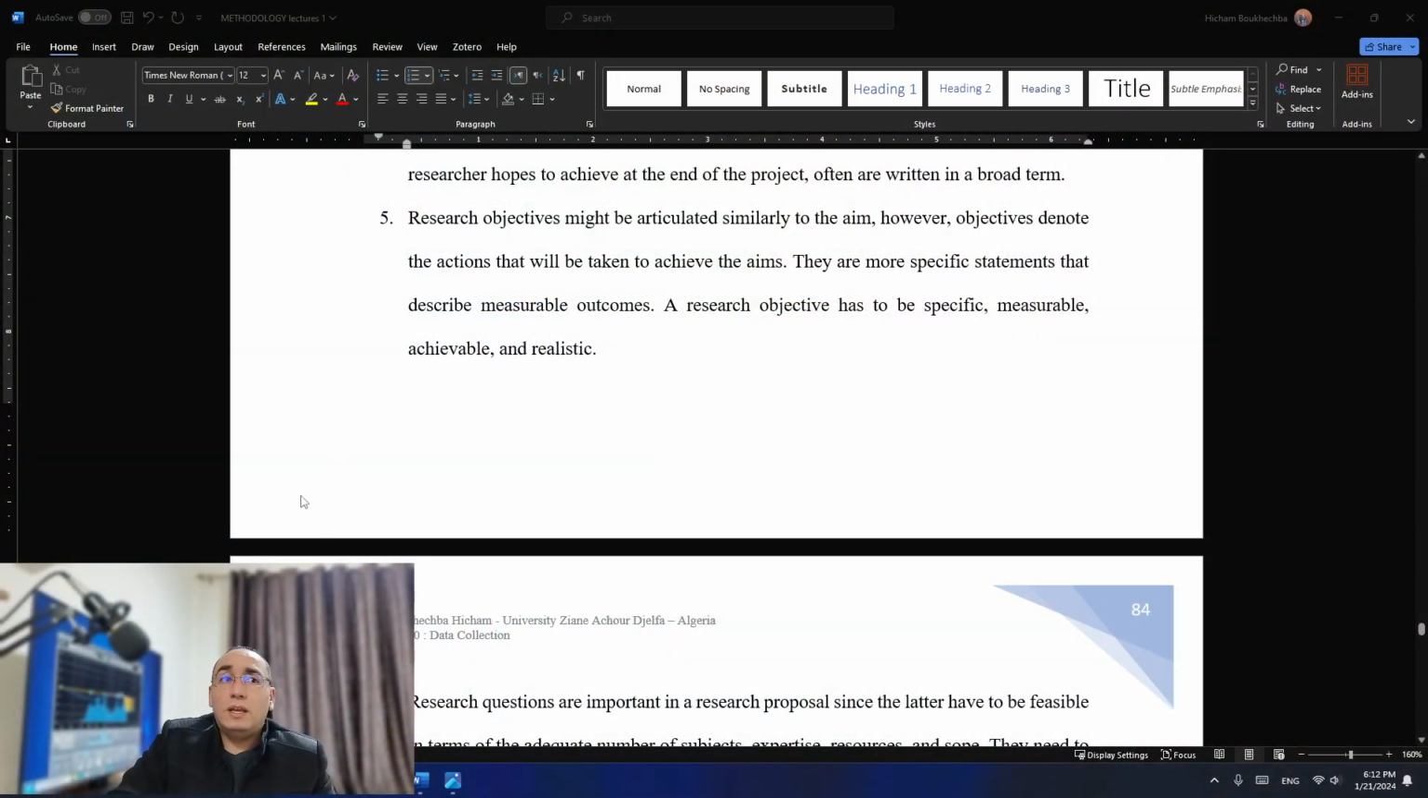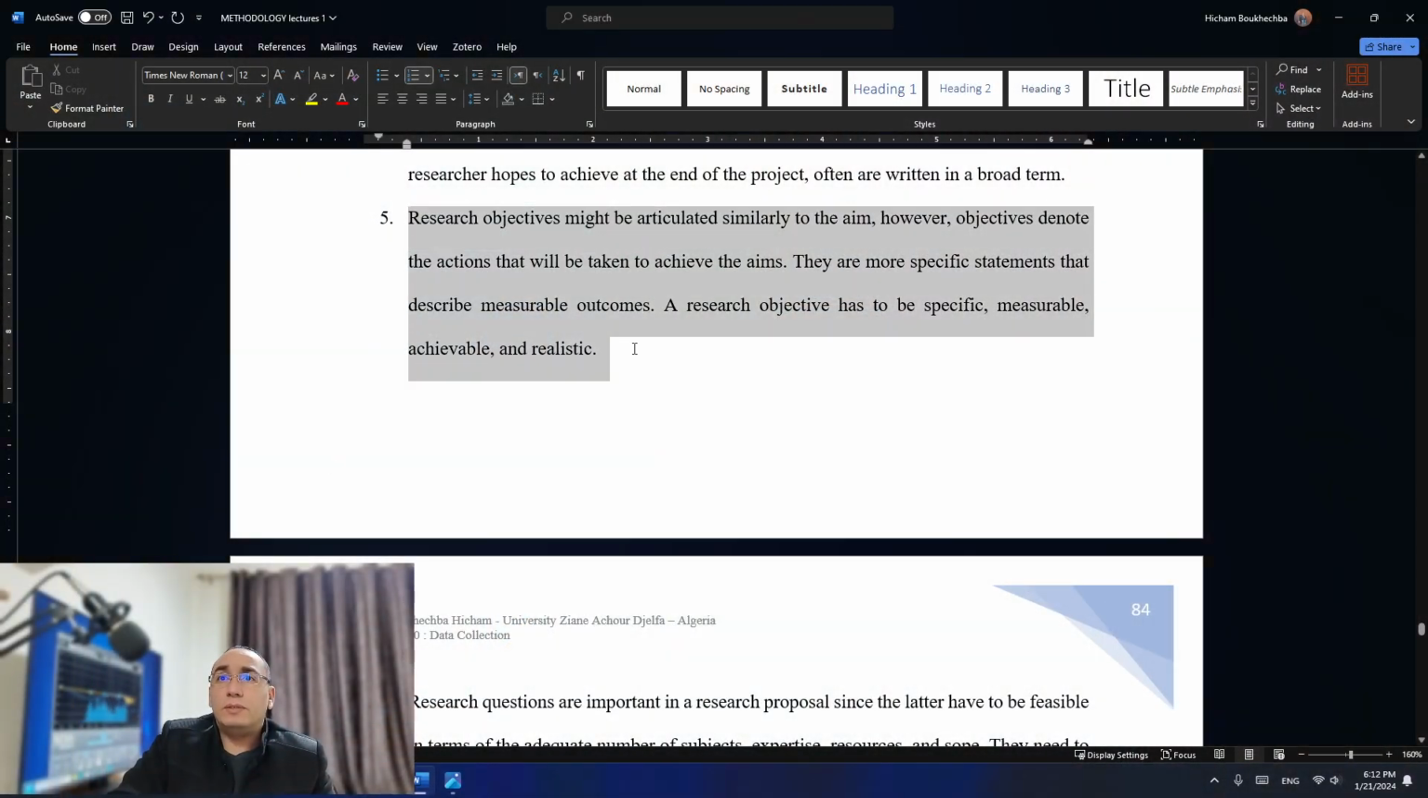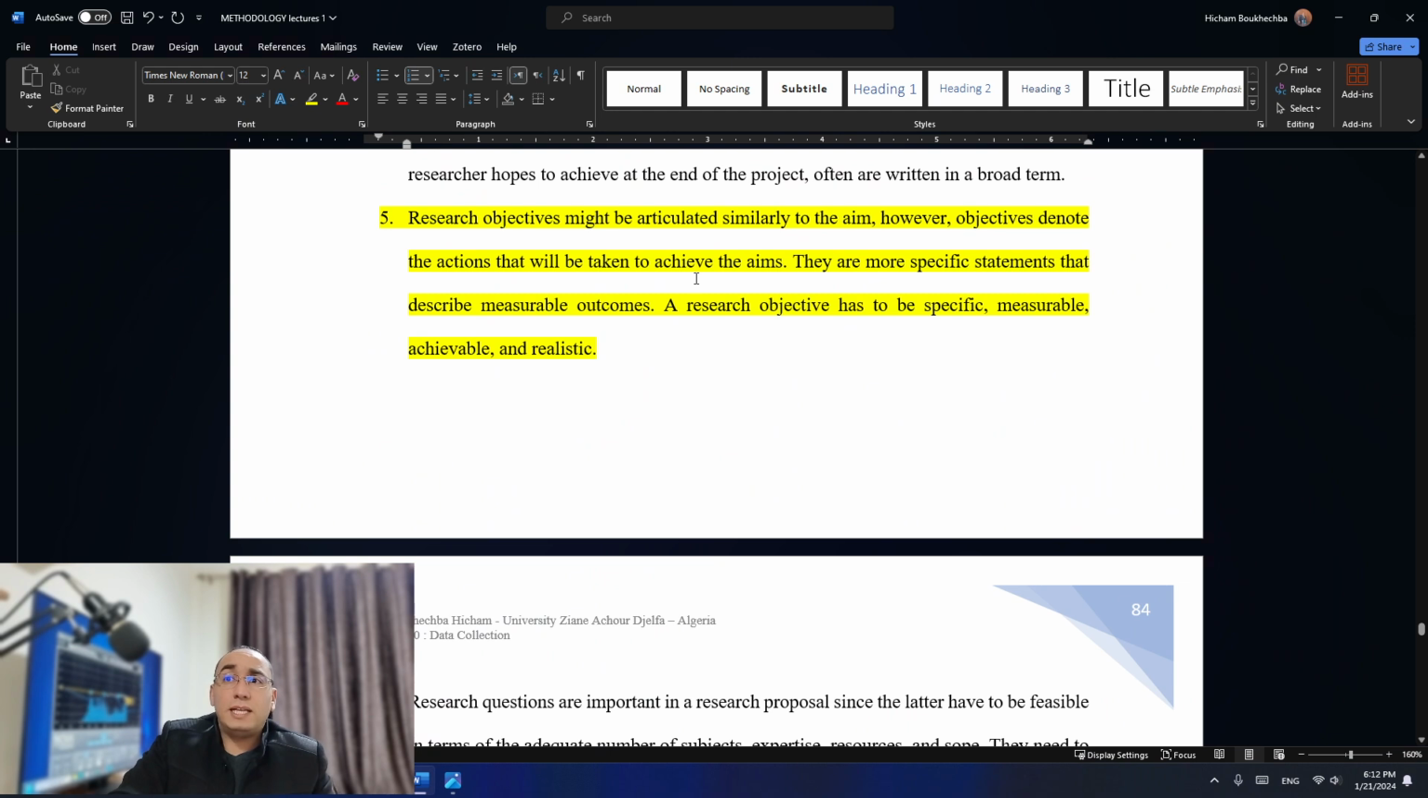Of course, you just need to specify more, and here we go to the idea of objectives. Now, research objectives might be articulated similarly to the aim most of the time. However, objectives denote the action that will be taken to achieve these aims. So here, they are more specific statements that describe measurable outcomes. A research objective has to be specific, measurable, achievable, and realistic.